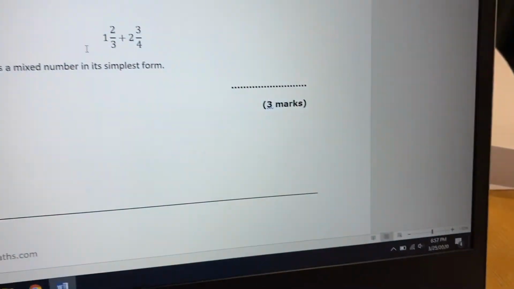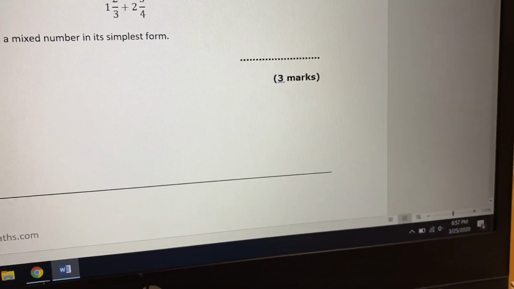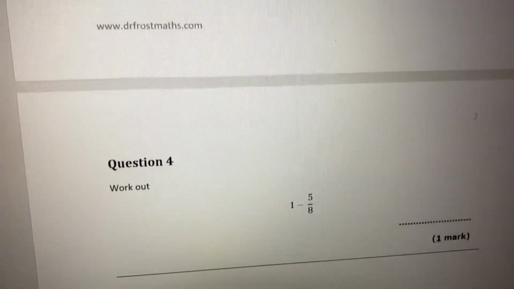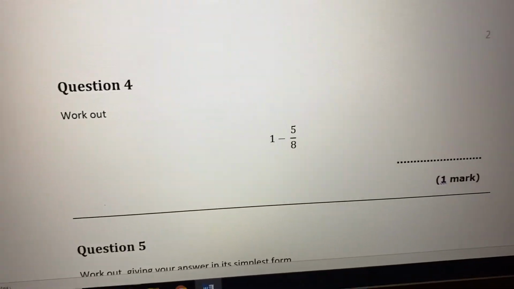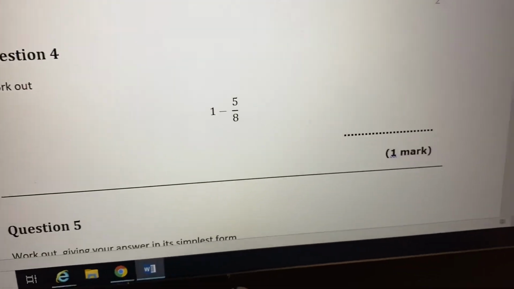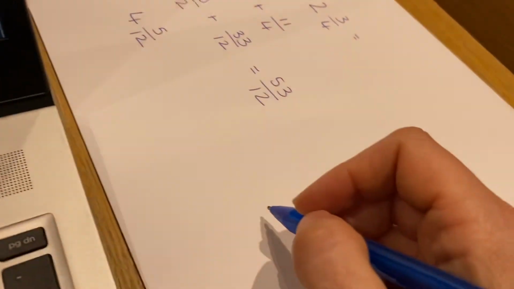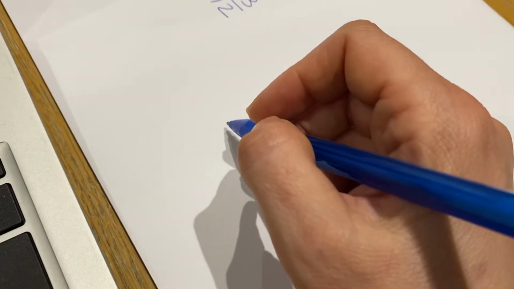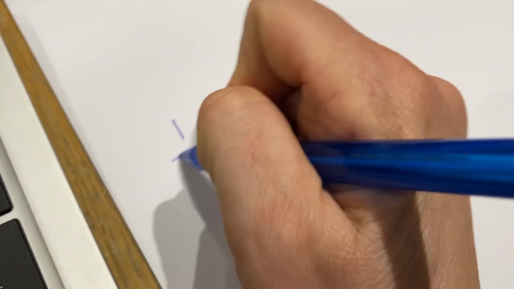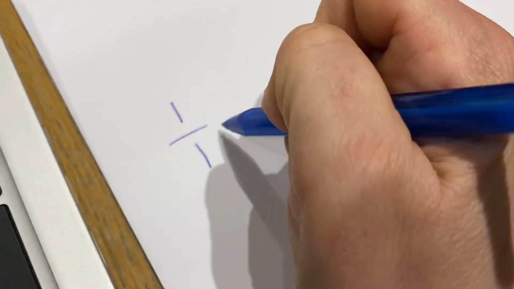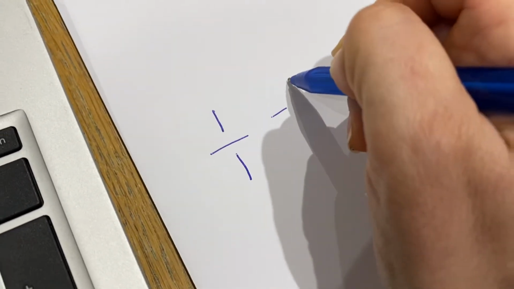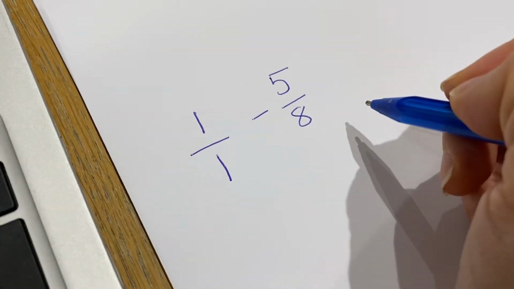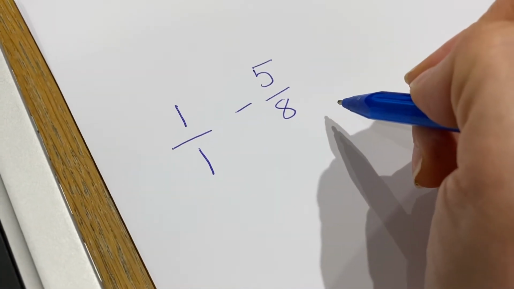Okay, now I'm going to look at question 4, which is 1 subtract 5/8. Well, a fraction is 1 whole one if its denominator and its numerator are the same. So if I want to turn 1 into a fraction, it looks like that. Subtract 5 over 8. I can't subtract this straight away because the denominators are different.